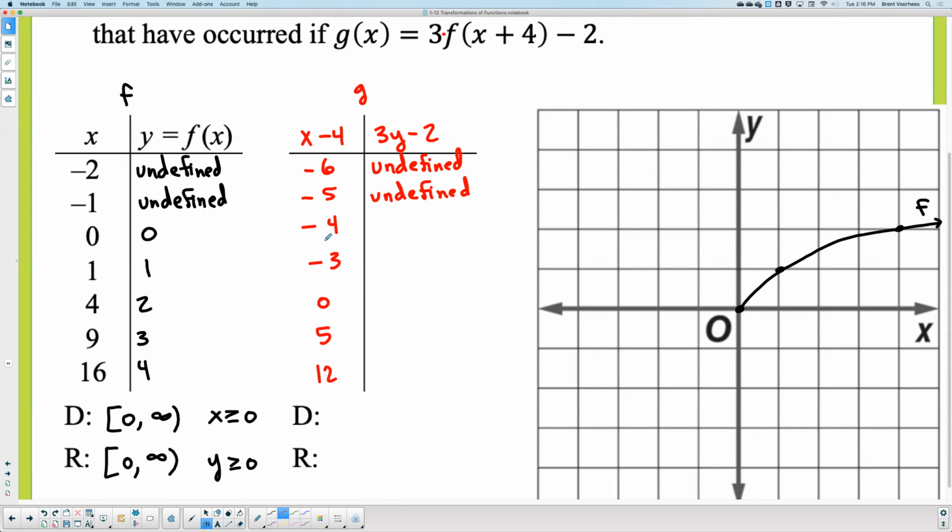Okay, now let's start plugging in. What's 3 times 0? Just a reminder what I'm doing here, I'm plugging into this y value. 3 times 0 minus 2. What is 3 times 0 minus 2?